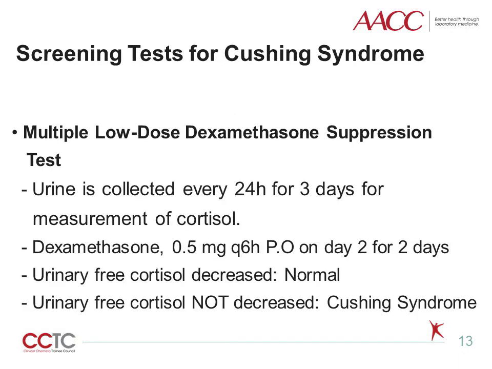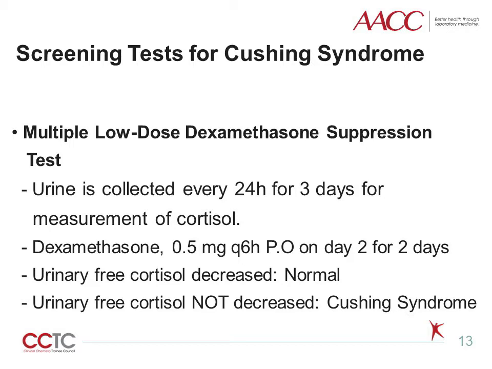A multiple low-dose dexamethasone suppression test is sometimes also used, in that urine is collected every 24 hours for 3 days for measurement of cortisol. To do that, 0.5 milligram dexamethasone is given orally every 6 hours, starting at 8 a.m. on day 2 and continuing on day 3 for 2 days.